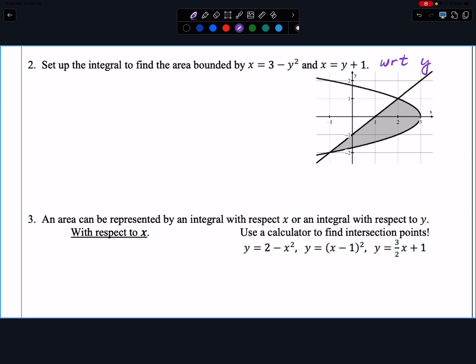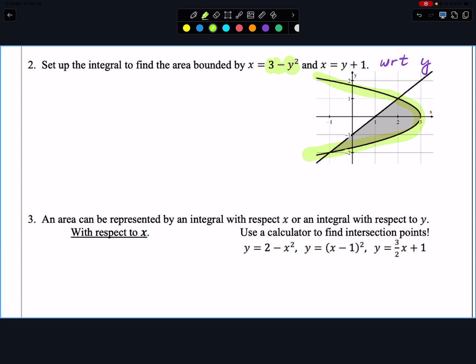So what we need to figure out is what is my right function and what is my left function, since I'm integrating with respect to y. This one is already solved for x, and this one is already solved for x, so we don't have to do any extra work here. But just by looking at these curves, let's be smart. This seems like a parabola, right? Which one looks U-shaped? This one, right? So this is my U-shaped graph.